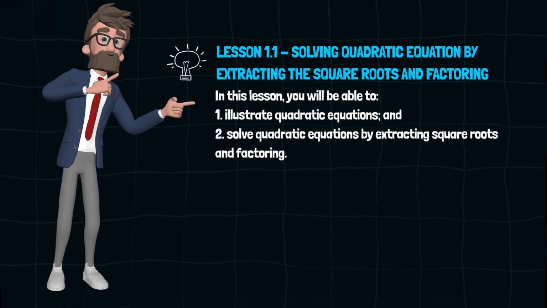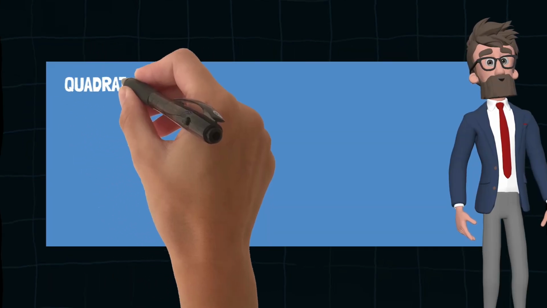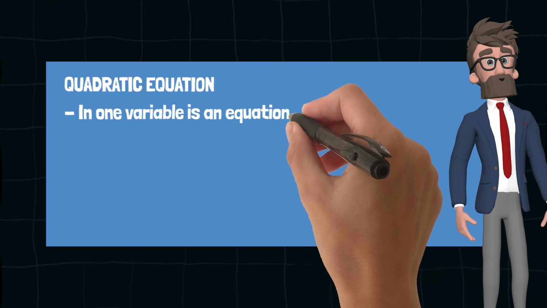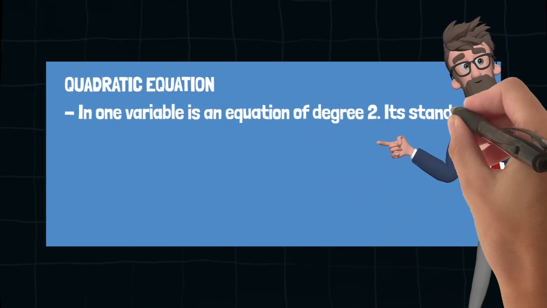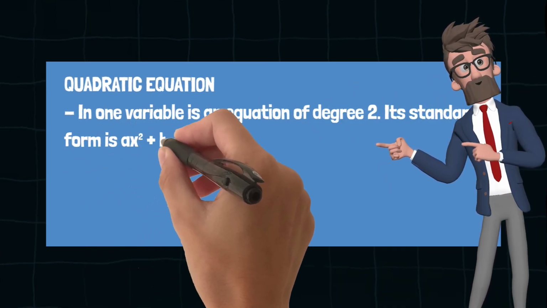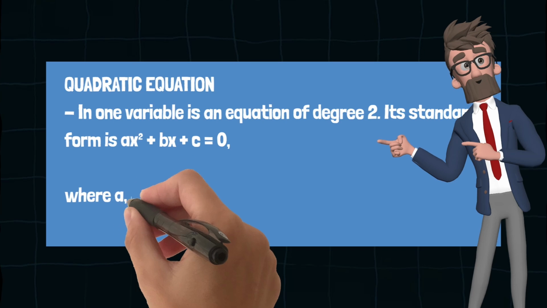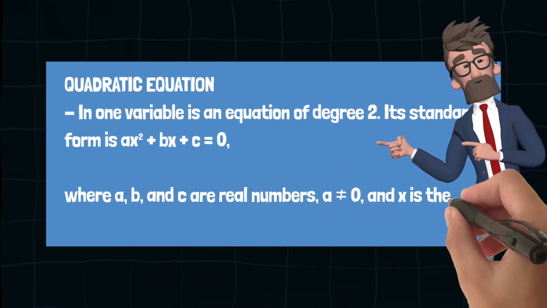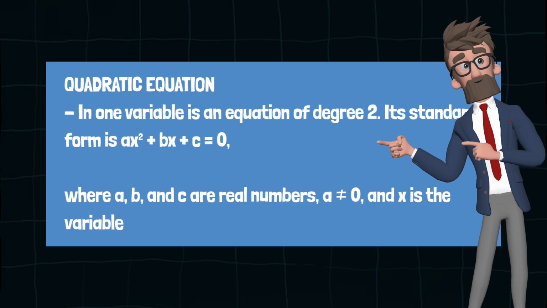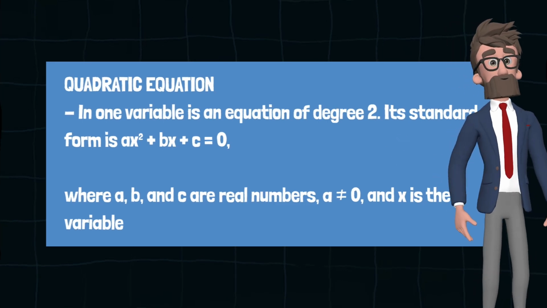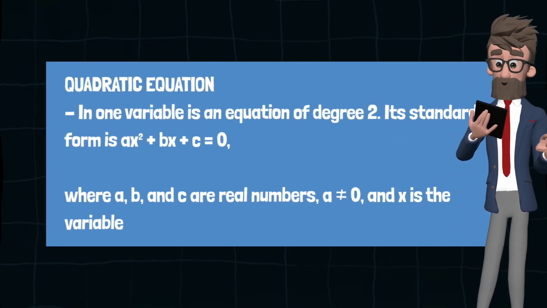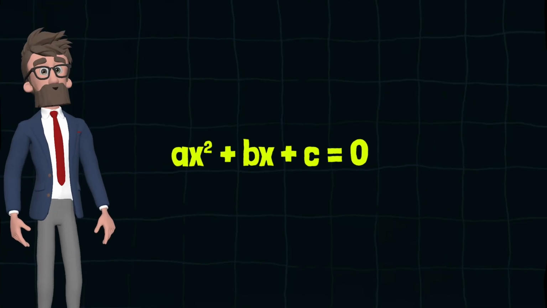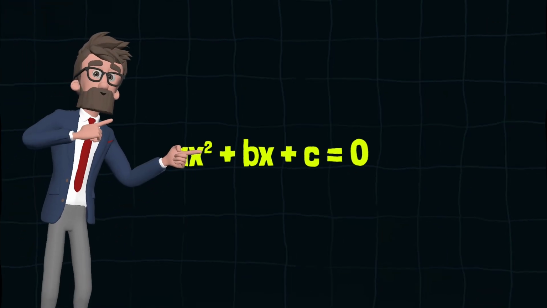In this part, let us define a quadratic equation in one variable. It is an equation of degree 2, and its standard form is ax² + bx + c = 0, where a, b, and c are real numbers, but a is not equal to 0, and x is the variable. Quadratic equations may be written in various forms. As you notice, a quadratic equation is an equation in which the highest power of the variable is 2.